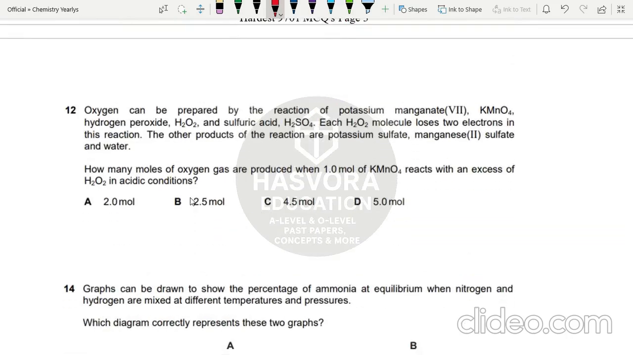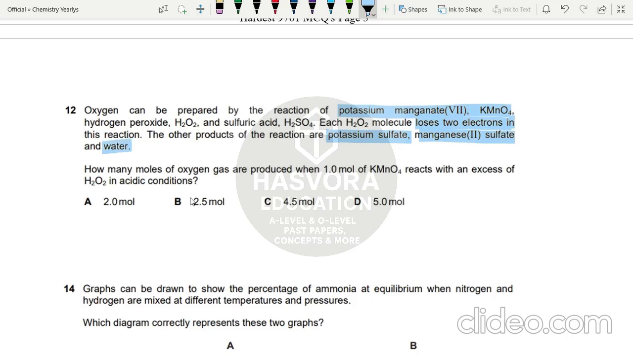Now the other question that we have is similar to the oxidation states, but it is a bit different from that. So oxygen can be prepared by the reaction of potassium permanganate, KMnO4, and hydrogen peroxide and sulfuric acid, H2SO4. So these are the reactants. Each H2O2 molecule, which is the hydrogen peroxide molecule, loses 2 electrons. This is another clue for the oxidation states. The other products of the reaction are potassium sulfate, then manganese(II) sulfate and water.